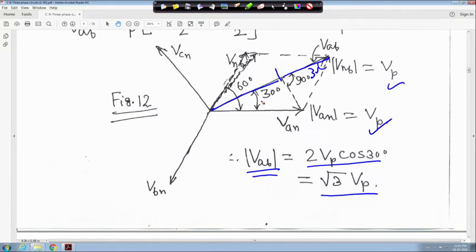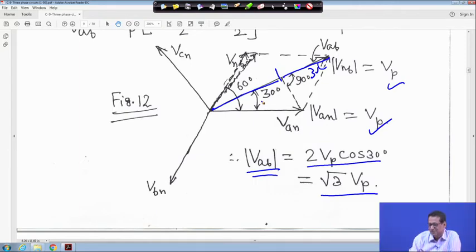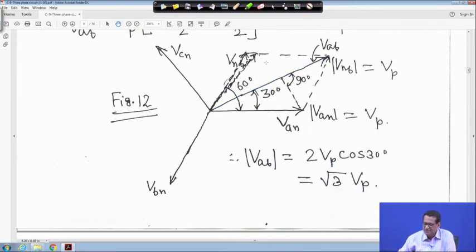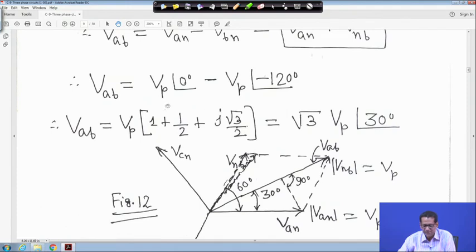That means the line to line voltage magnitude will be root 3 times the phase voltage magnitude. Similarly for VBC and VCA you will get the same, only with a 120 degree phase shift. If it is VAB like this, then VBC will come here, because this angle to this angle is 120 degrees. VBC is lagging VAN by 90 degrees, because this angle is 90 degrees. So whatever you did here, VAB is equal to root 3 VP angle 30 degrees.